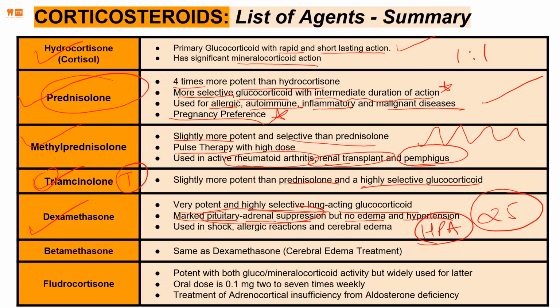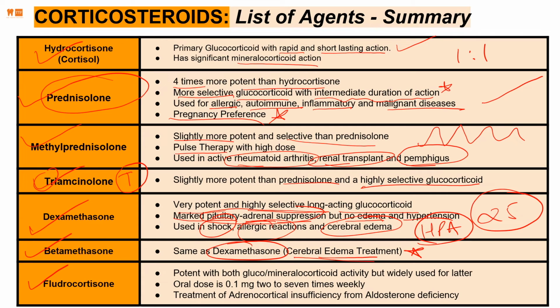But no edema, no hypertension. How exciting is that? Therefore, it's used in hospitals for shock, for severe allergic reactions and cerebral edema, and so on. Very, very severe drug. Betamethasone is technically dexamethasone, but it's ideally used primarily for cerebral edema treatment. Not that dentistry is associated with this, but just to kind of know.